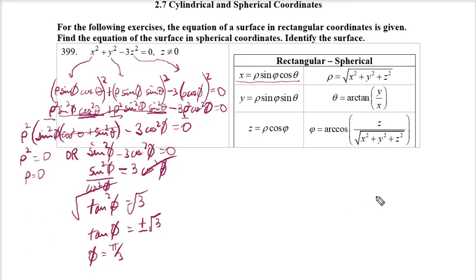I'll draw it for you. So here's what we found. Here is a phi of negative pi over 3. The angle over here that matches that is going to be the angle 2 pi over 3. So that's what our answer would look like. Phi equals pi over 3 or phi equals 2 pi over 3, which is going to be a cone, but elliptical shaped.